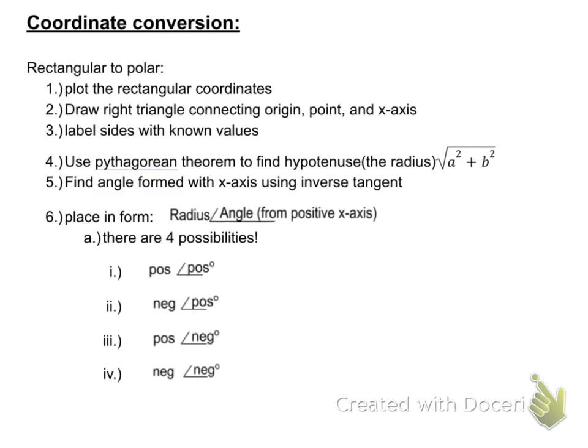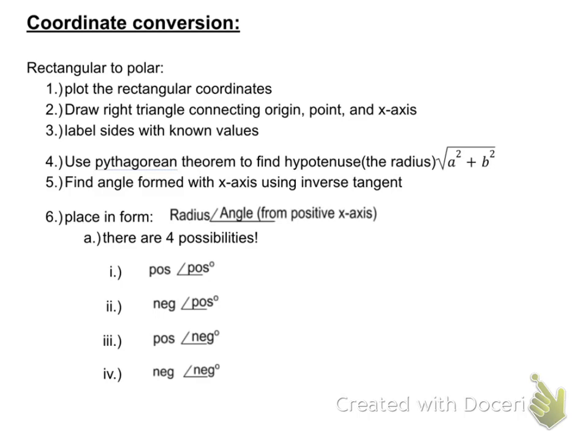Also, as part of 3, I would like you to label r for the hypotenuse and theta for the angle at the origin inside your triangle, please. So those are some additions. Basically, label everything, including the r and theta, which we want to find, which is steps 4 and 5.